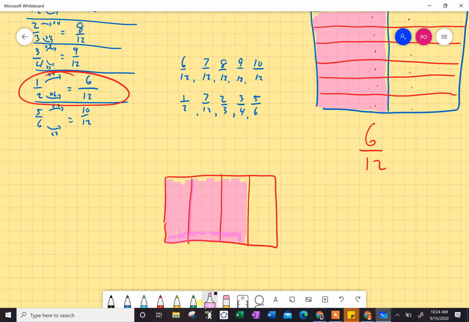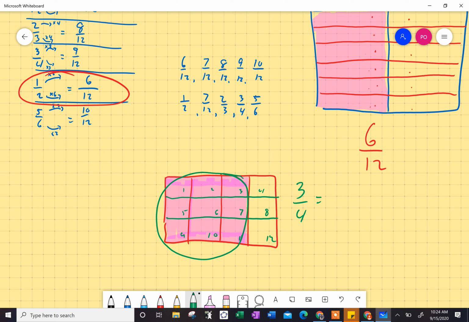Now if I want to turn this into 12ths, let's see, do I have 12 pieces? 1, 2, 3, 4, 5, 6, 7, 8, 9, 10, 11, 12. I do have 12 pieces. And how many are colored in? These ones are colored in. So my 3/4 now becomes 9 twelfths. And that should make sense.